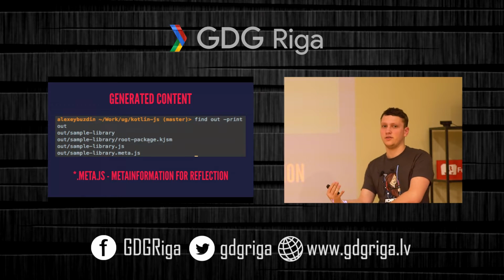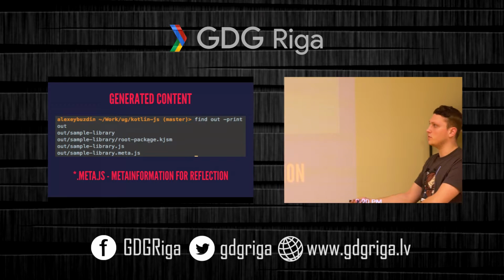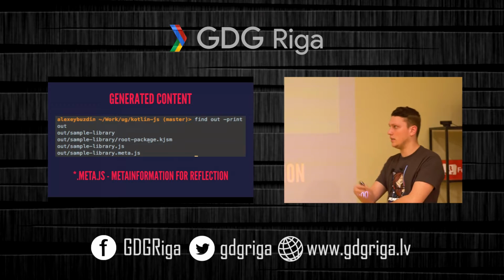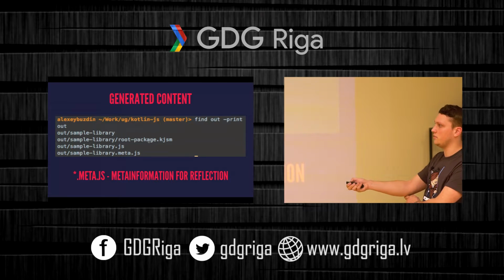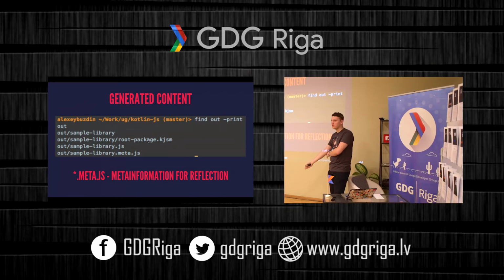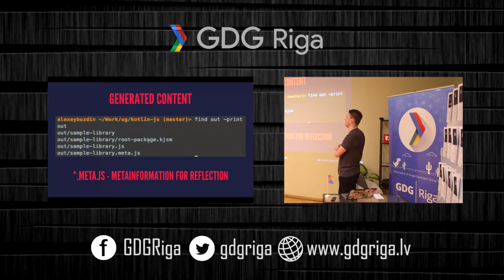So if there is something fishy going on in your Kotlin, if you're using reflection, then there will be additional stuff in this meta.js. If you're not using reflection, it will be empty. And the third file, root package kgsm, this is actually Kotlin script for JavaScript that you can debug or something. Yeah, I haven't figured it out, and you won't need it for sample cases.